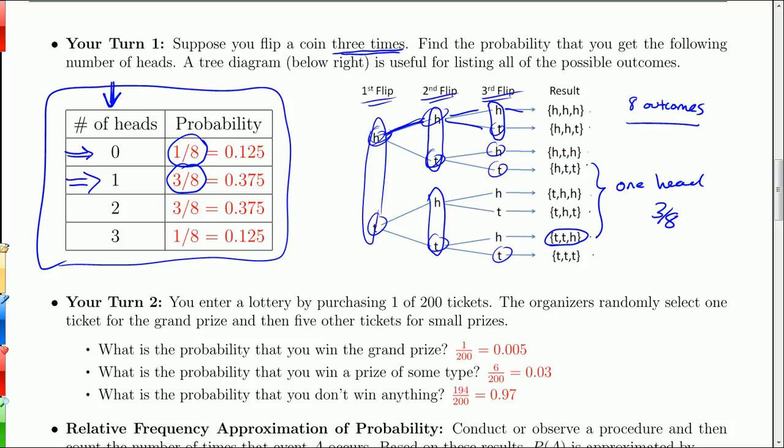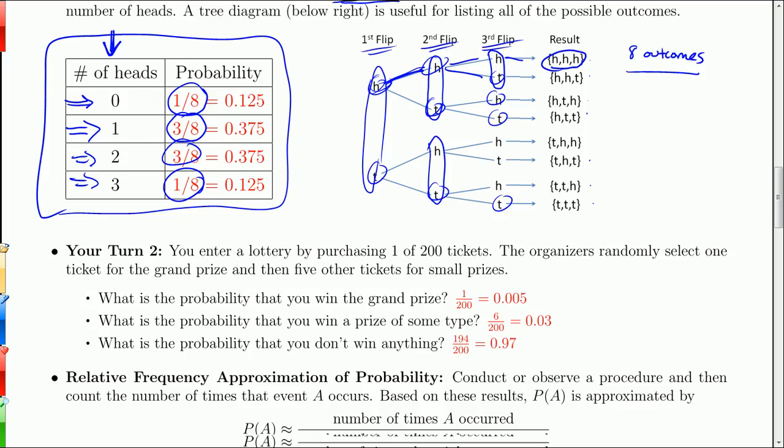Likewise, if I'm looking for 2 heads, I just go here and I count up my 2 heads. There's 2, there's 2, and there's 2. So that can happen 3 different ways. So again, the probability of getting 2 heads is 3 out of 8. The probability of getting 3 heads, that only happens in 1 way, and that way is right here, head, head, head. So that probability is 1 out of 8. Easy peasy.